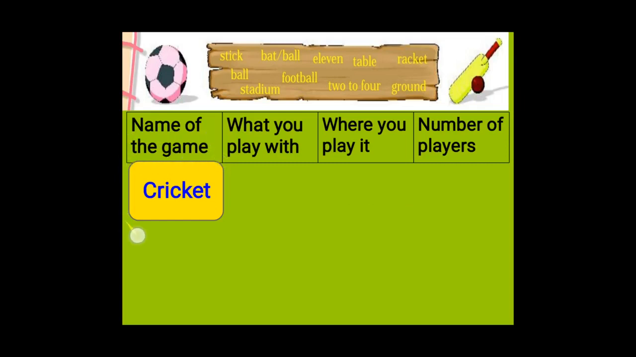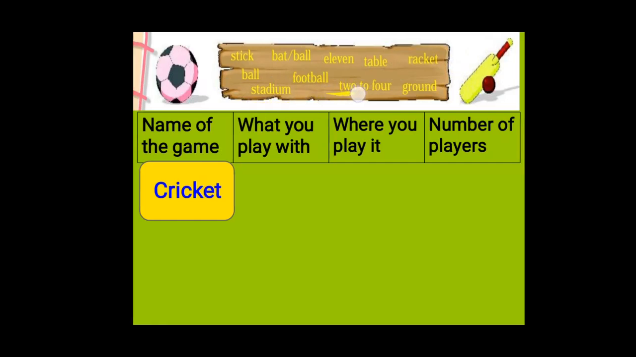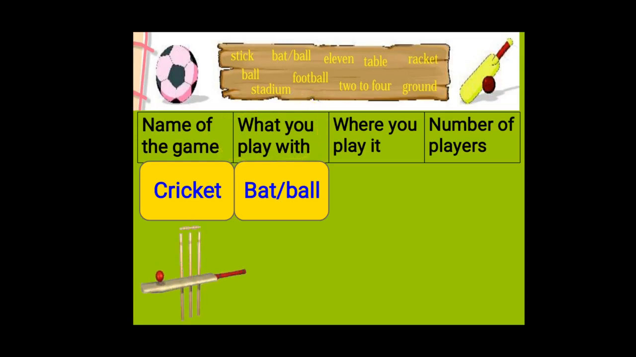First game is cricket. What you play with. So try to find out what are the things with which you play cricket. Stick, bat, ball, 11, table, racket, ball, stadium, football, 2 to 4, ground. So what you play with? What are the things with which you play cricket? I think you know the answer. It's bat, ball. These are the things that you need to play cricket.